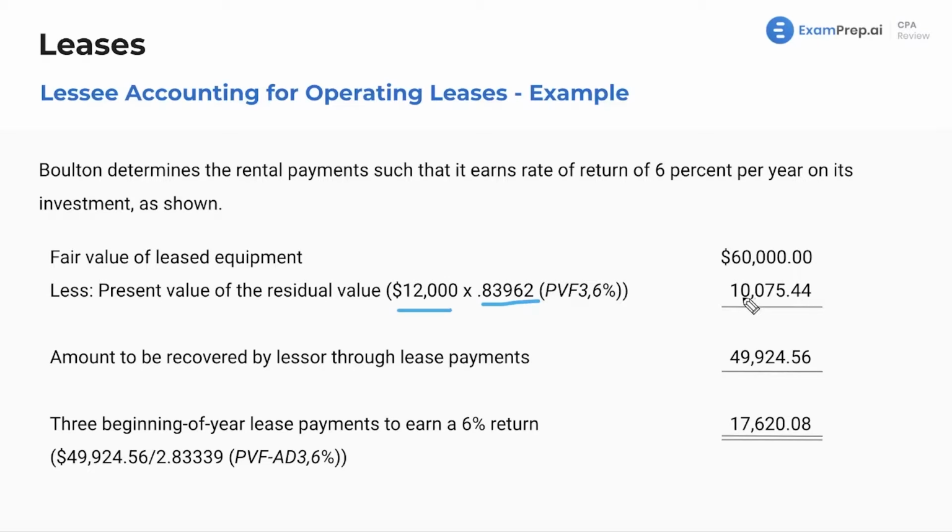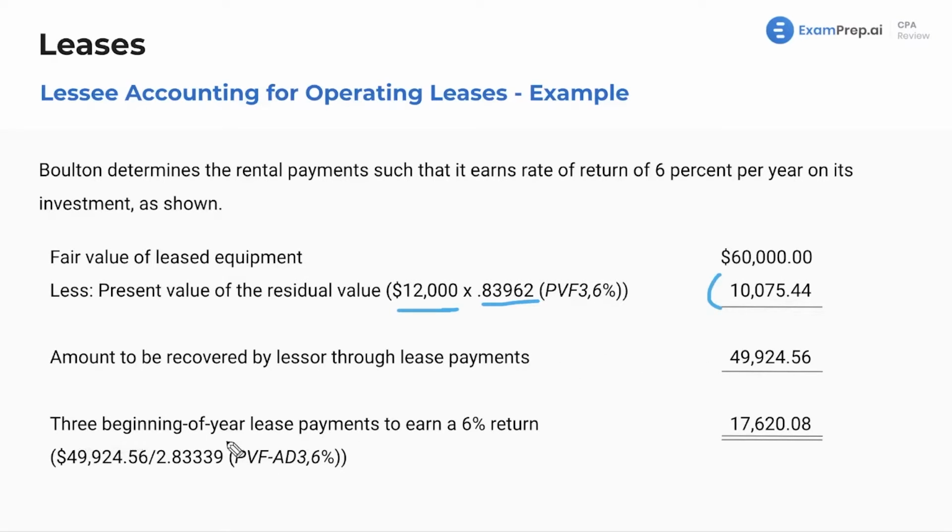That is taking out from the 60,000. Essentially, this is the value that the salvage value has to you today. The salvage value, yes, you will receive 12,000 in cash, but the value that has to you today is 10,000. So 60,000 divided by this 10,000 amount gets you about 49,000. That's the amount to be recovered by the original owner, the lessor, through lease payments. Awesome. We're not done yet.